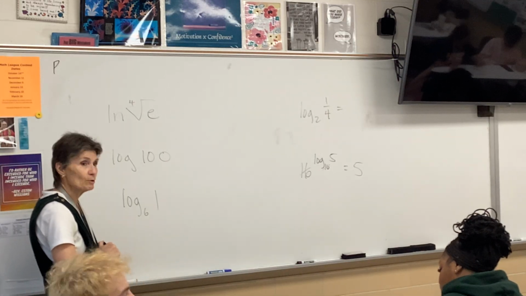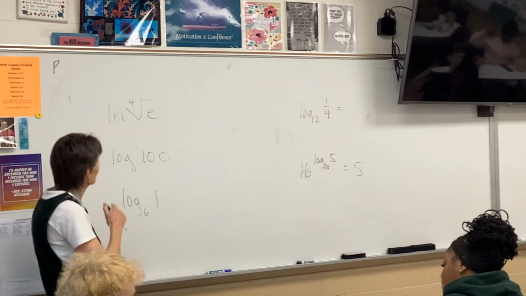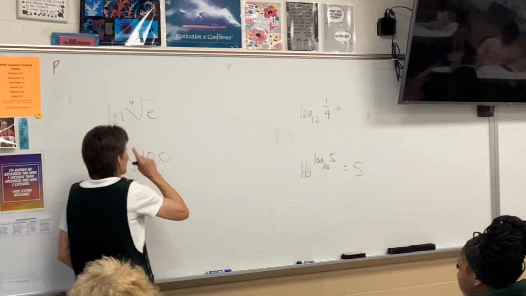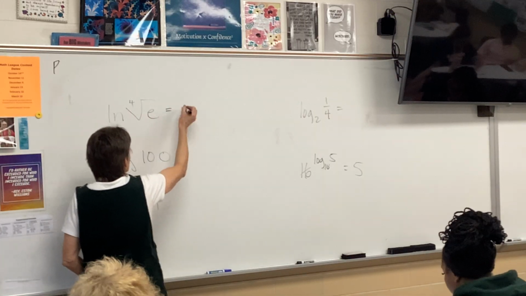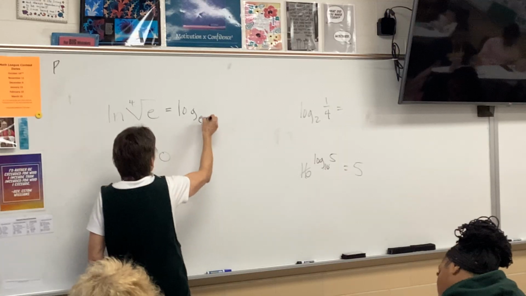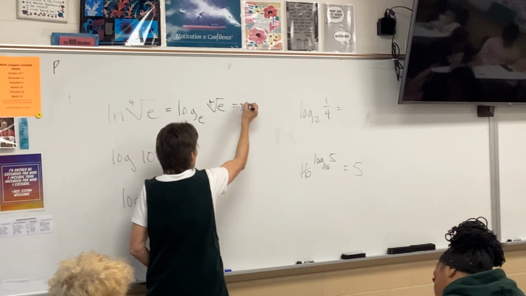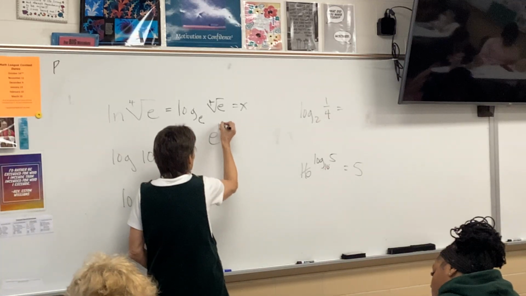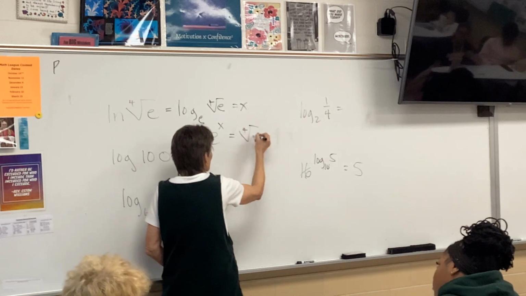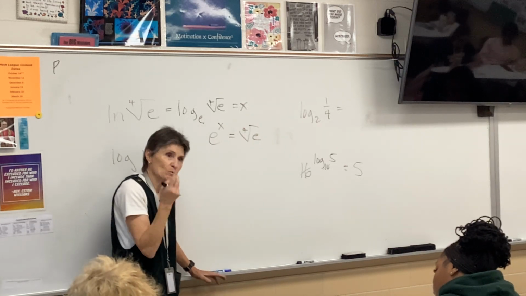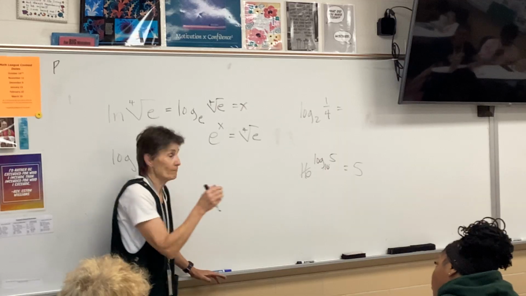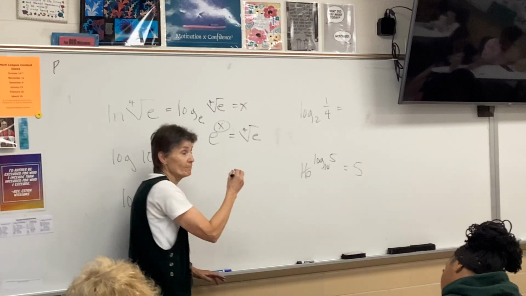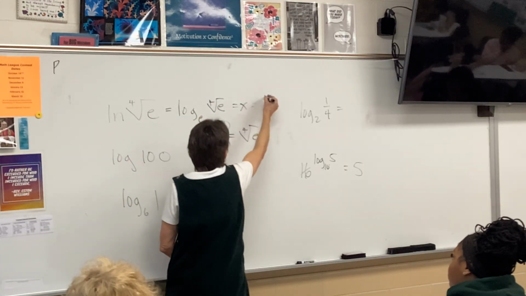Anybody see another one you think you might know? Number 1, what do you think number 1 is? E to 1/4. Be careful. This is log base E of the 4th root of E, and we want to know what it equals. So E to what power is the 4th root of E? Kyle, you said that's 1/4. It's not E to the 1/4. X is 1/4. So the answer to this problem is 1/4.